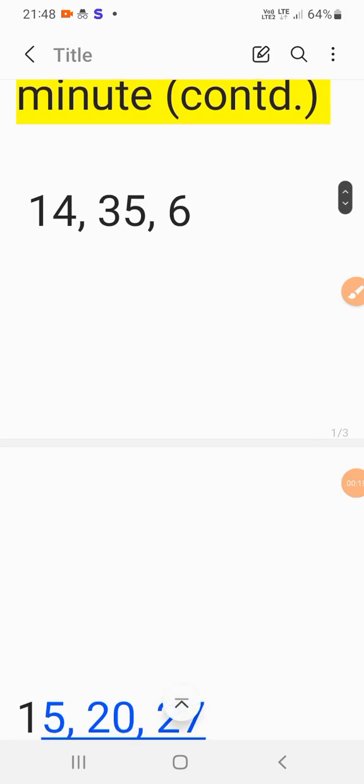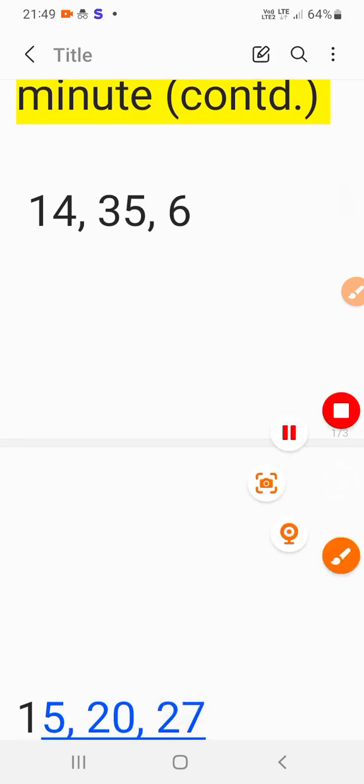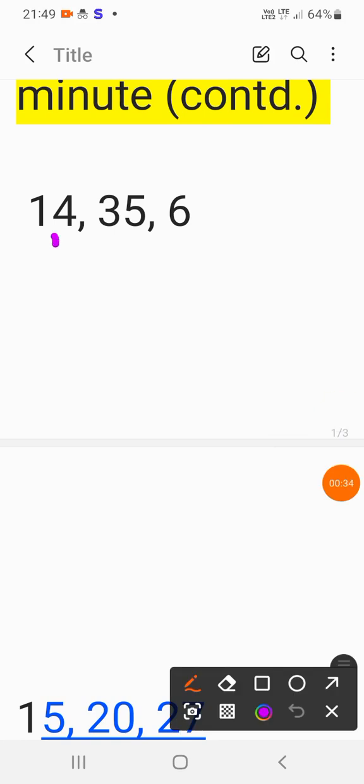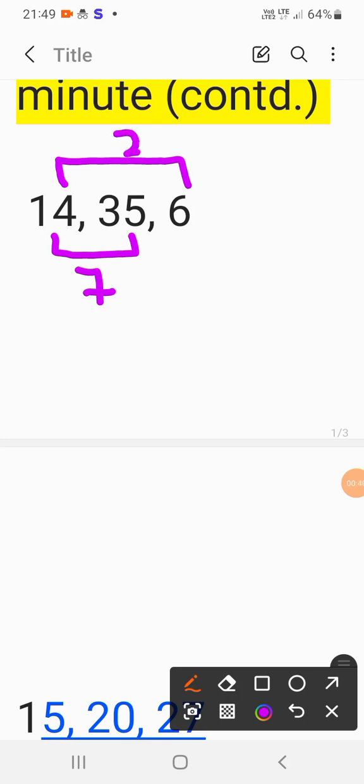The criteria this type of question follows is that any two numbers should have one prime number as a factor. For example, 14 and 35 have 7 as a prime number factor, and 14 and 6 have 2 as a prime number factor. So now we will divide by these prime number factors.